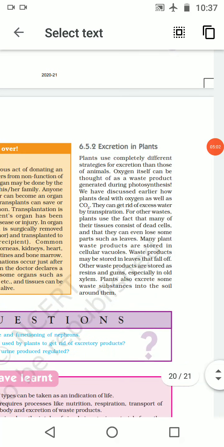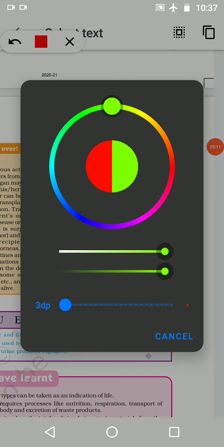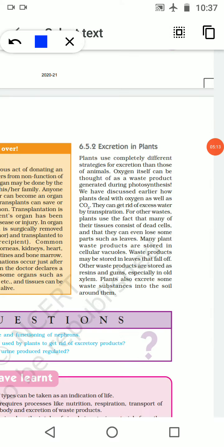Now coming to excretion in plants. Excretion in plants is by different methods. One thing is, you can say plants are excreting oxygen, which is a part of photosynthesis. This oxygen is utilized by human beings.